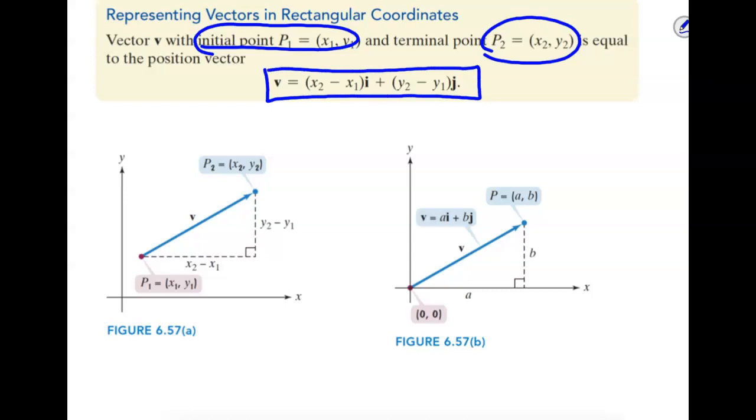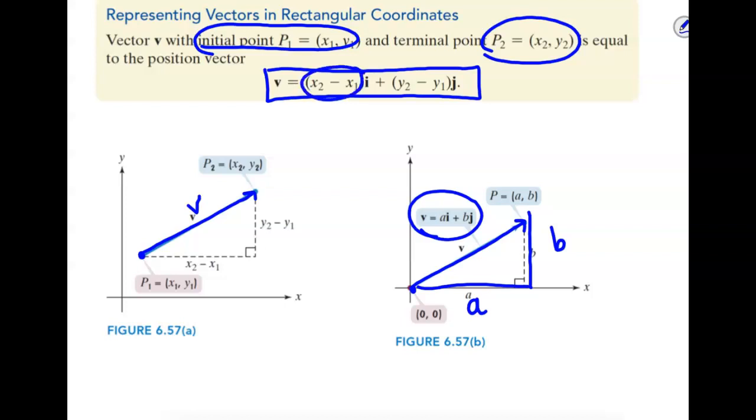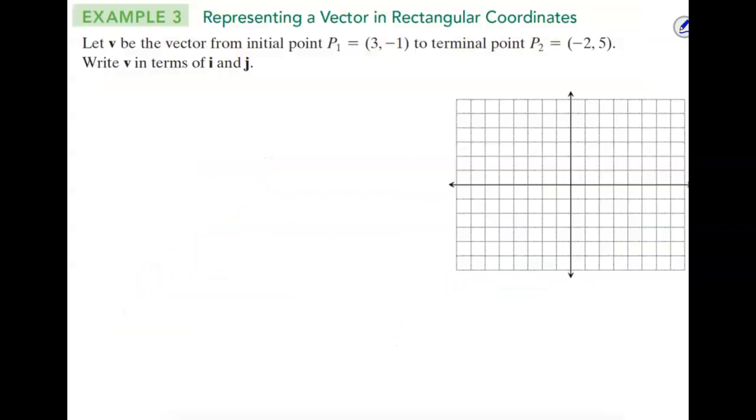So in figure 6.57a, here's your initial point heading off to your terminal point, and this is vector v. We can move that vector down to the origin, having the same direction and magnitude. What will happen is this is going to be your horizontal distance A, and this is going to be your vertical distance B, and the vector will be written in that form. So what you're doing is you're subtracting the x values and the y values to create it as a rectangular coordinate. All right, so how does this look in an example?